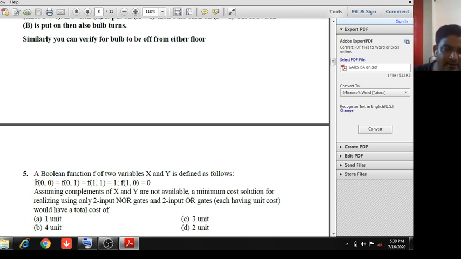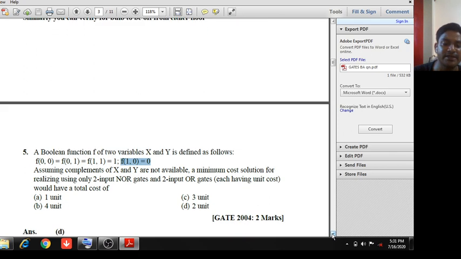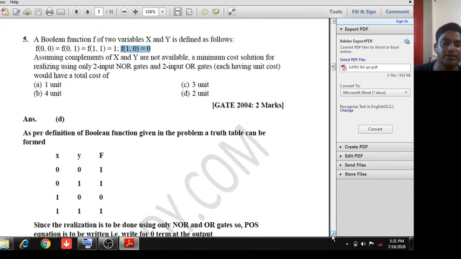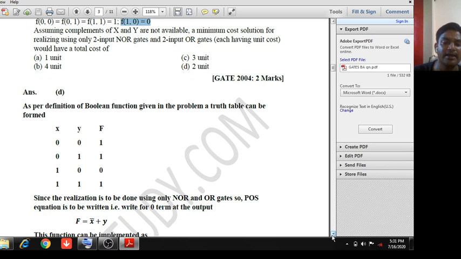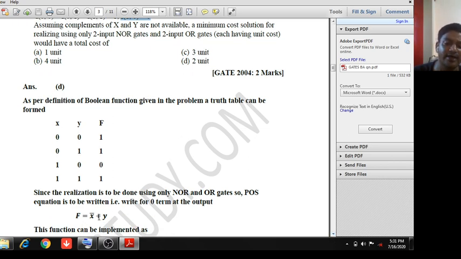Now just try to implement this not in terms of min terms, because there is only one maxterm. So try to write down the expression using f10. 10 means 0 in POS. In the last class I discussed f10 equal to 0, so the expression will be a bar plus b. This is your truth table. So you can write a bar plus b, or if the inputs are x and y, x bar plus y.